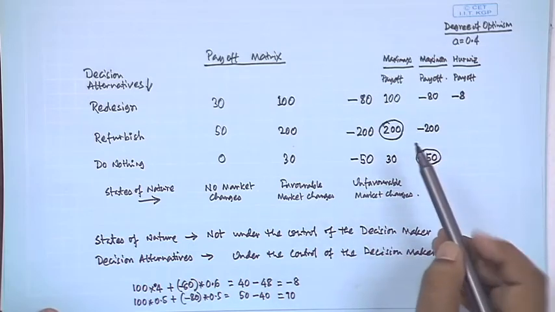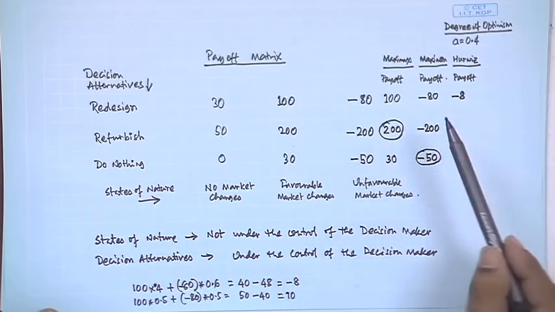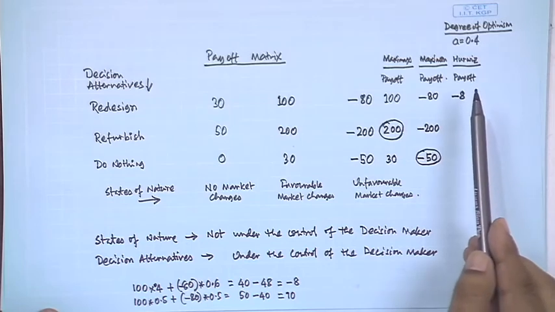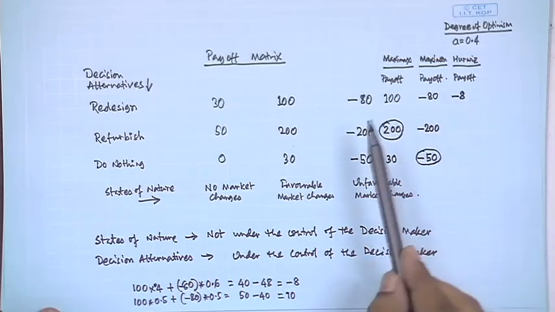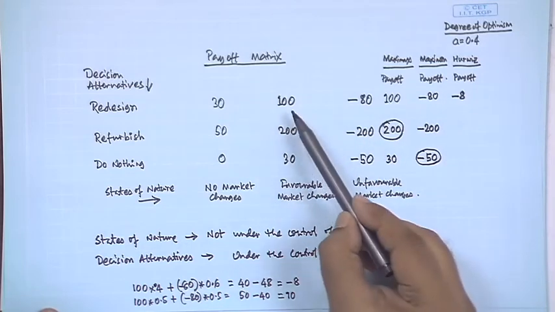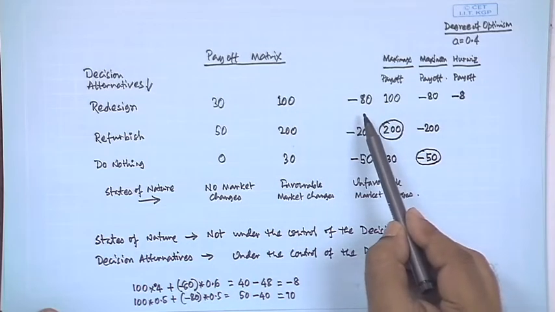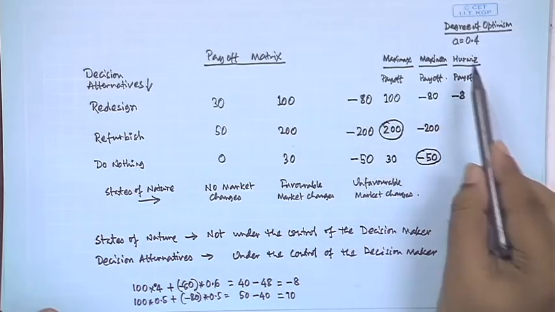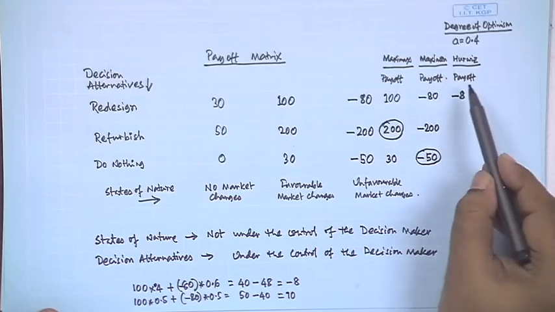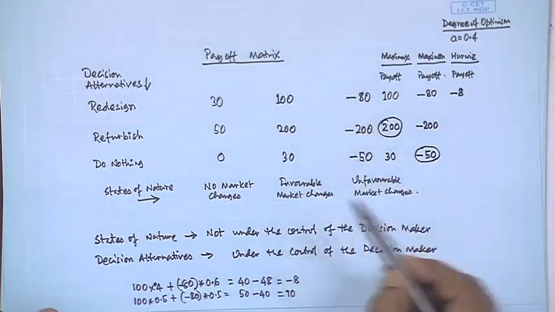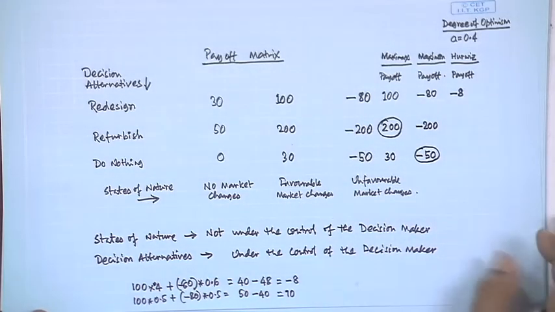So, I think now it is very clear that if the degree of optimism is low, less weight will be given to the optimist value and more weight to the pessimist value. Whereas, if the degree of optimism is equal, then it will be a simple average between the two.